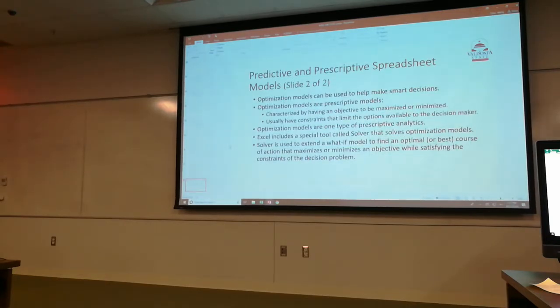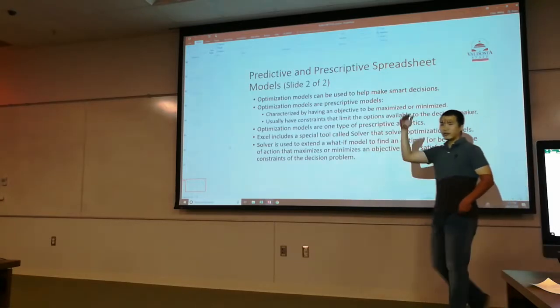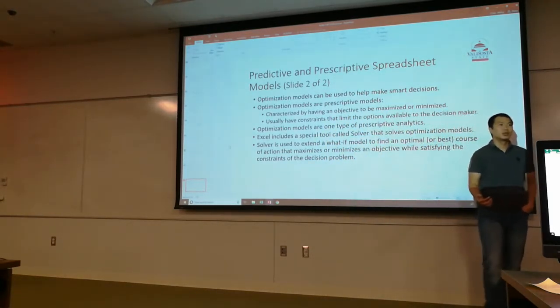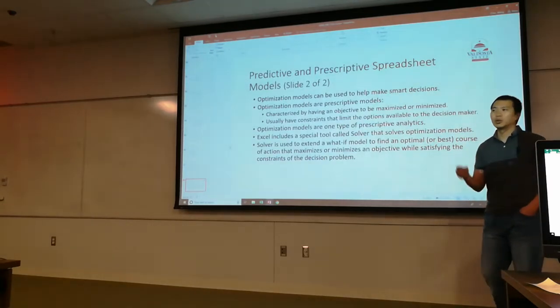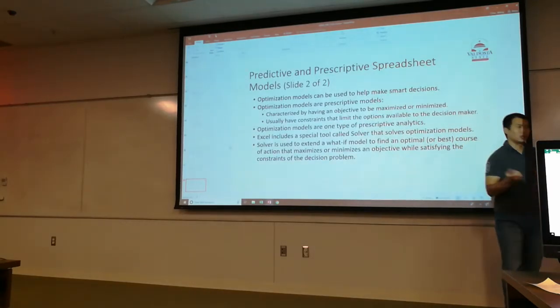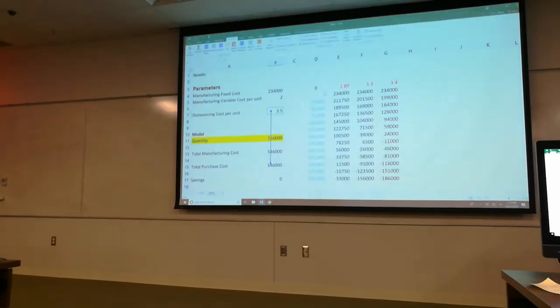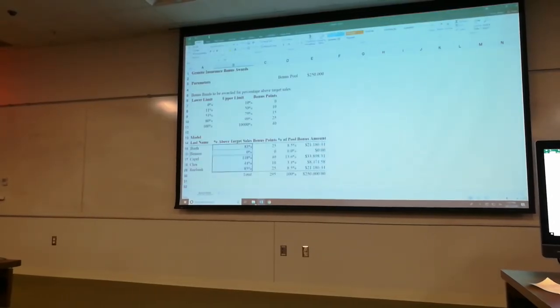And in the next chapter, we will talk about optimization. And in the following chapters, we will talk about different types of optimizations. And optimization models will tell us the best decision. So they are going to be called prescriptive analytics. So that's the end of chapter 10, and let's start a new chapter.